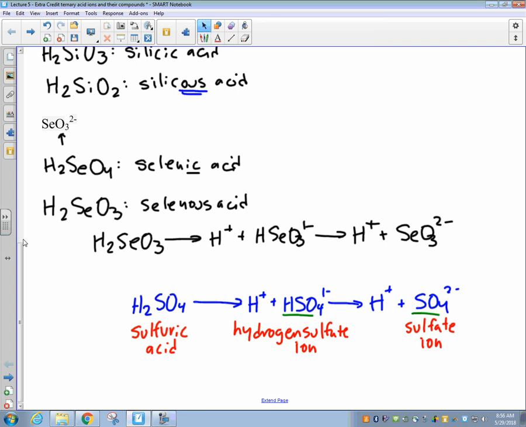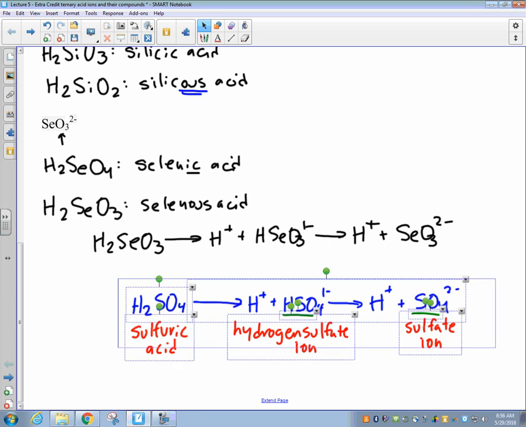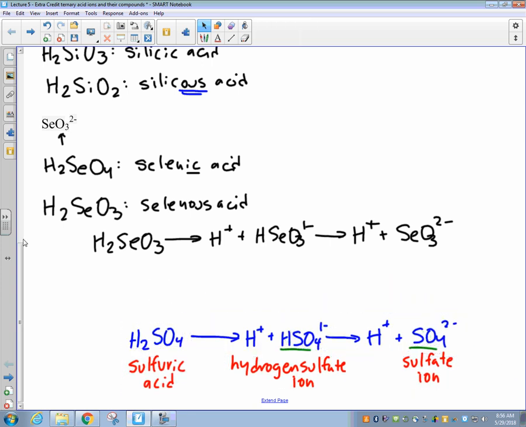So now last, according to our conventions here, we can go ahead and start our naming. This species right here, H2SeO3, was selenous acid. Us acids make ite ions. Therefore, selenous acid makes the selenite ion. And if we wanted to, we can name the species HSeO3 1 negative. This again will be the hydrogen selenite ion.